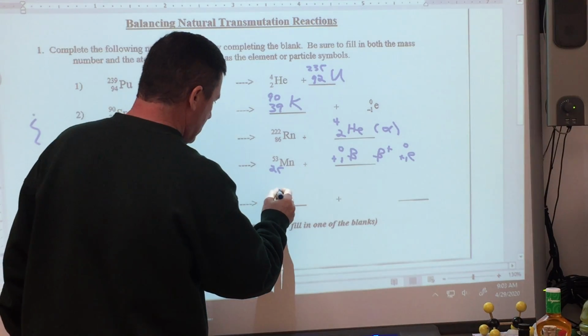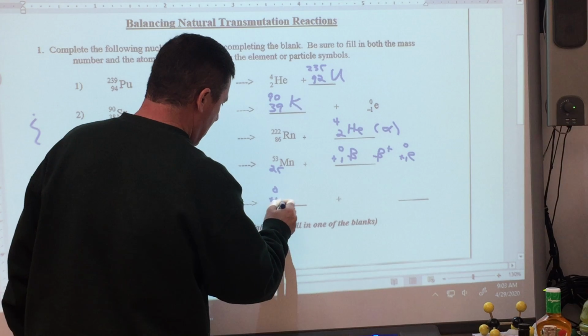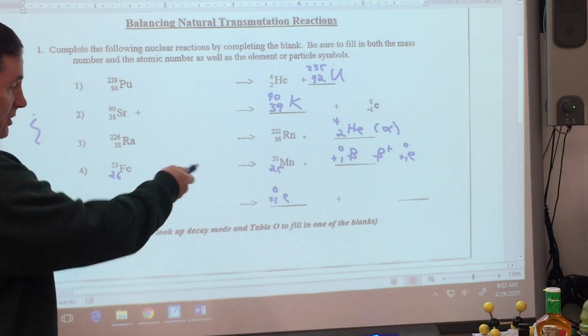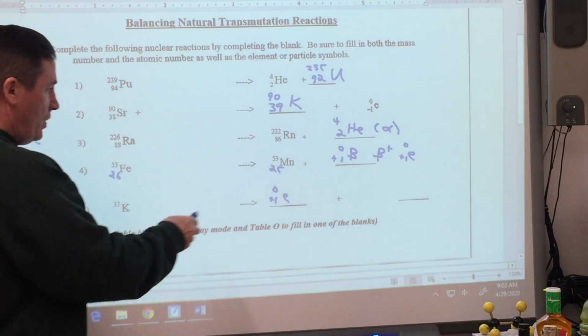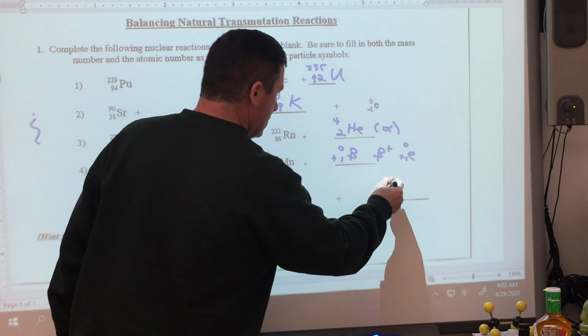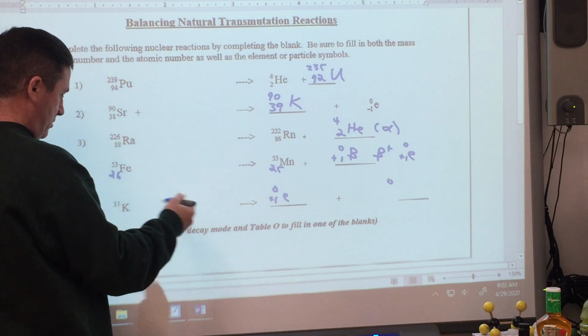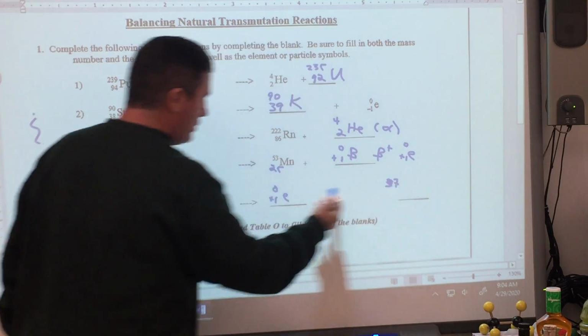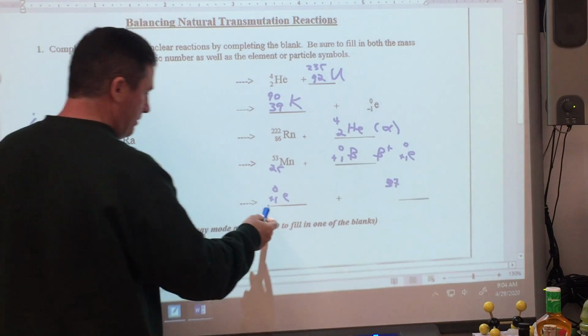So it just told me that's a 0 and a positive 1 electron, but this is actually called a positron. So what would this be? That would be a 37, because 37 and 0 is 37.